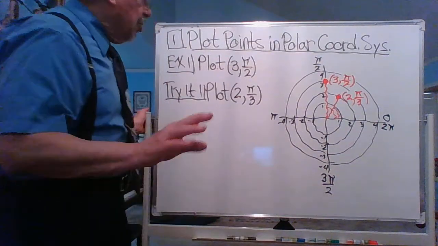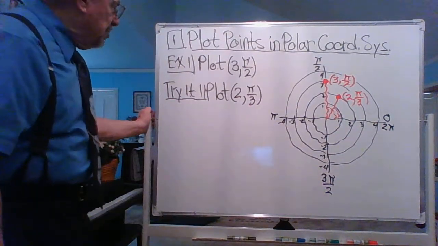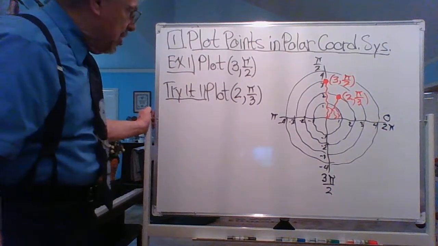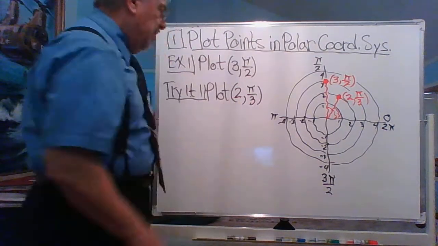Let's look at another example. This is Try It 1, right under example 1. So we're going to plot 2, pi over 3.